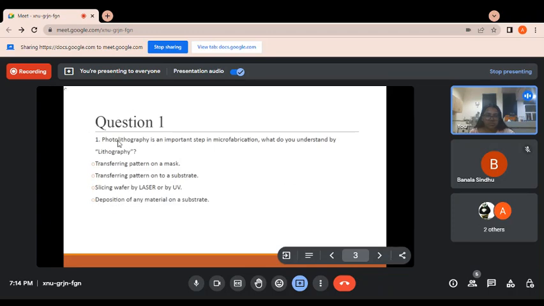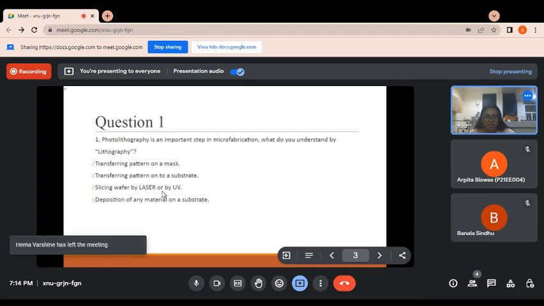This is our first question: photolithography is an important step in microfabrication. What do you understand by the lithography? The first option is transferring pattern on a mask. The second option is transferring pattern onto a substrate. The third option is slicing wafer by laser or by UV. The fourth option is deposition of any material on the substrate. Okay, she is leaving. So the right option is the second option.